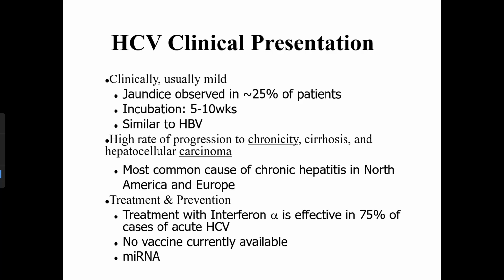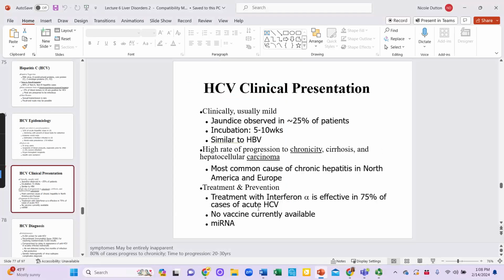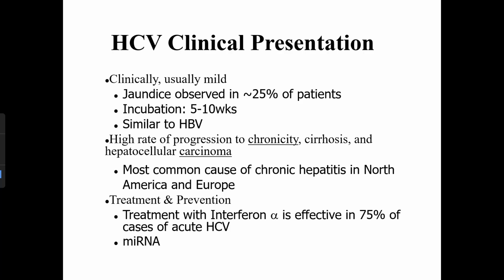Treatment and prevention: treatment with interferon alpha is effective in 75% of cases of acute hepatitis C virus. I am just going to get rid of this because there is a vaccine available today. So they just developed an HCV vaccine within the past 5-10 years or so, and now it is publicly available.